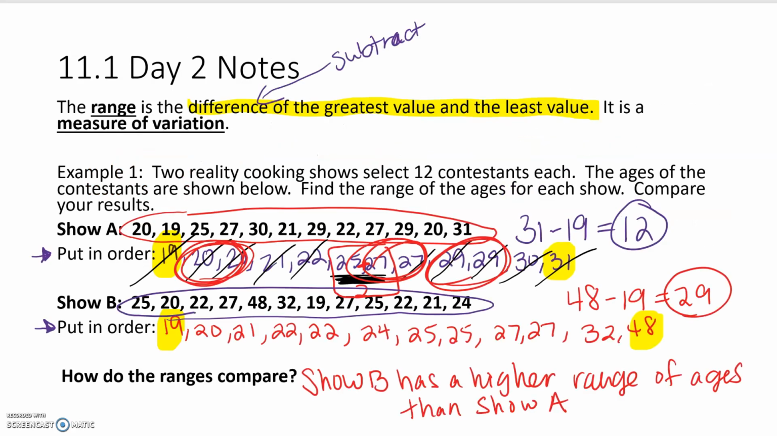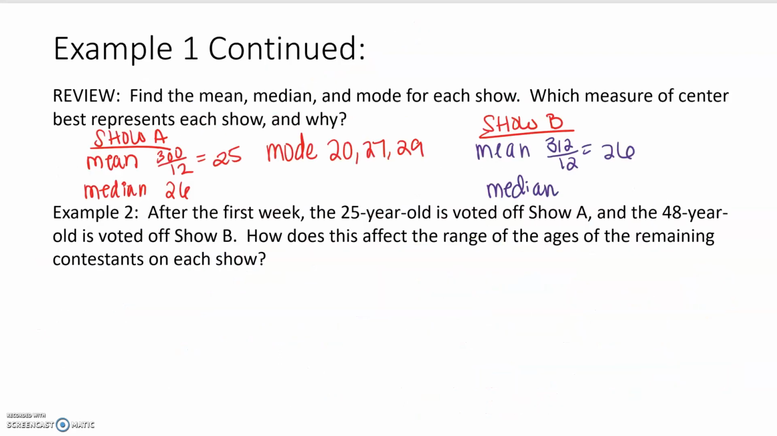Okay, then I'm going to go back and I'm going to find my median. Remember, median is where they're in order, so I'm going to choose the one where it says put in order. I'm going to cross off one on the left, one on the right, until I get to the middle. So this time I'm in between 24 and 25. Remember, you can add those together and divide by 2 to get your median. So this time my median is 24.5.